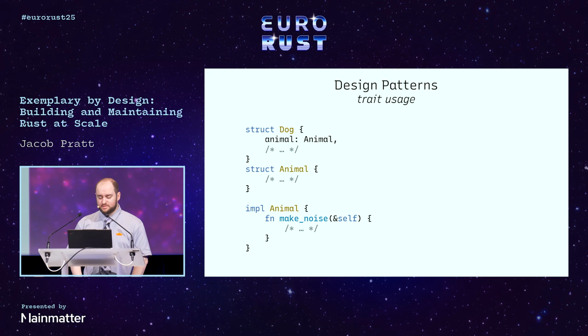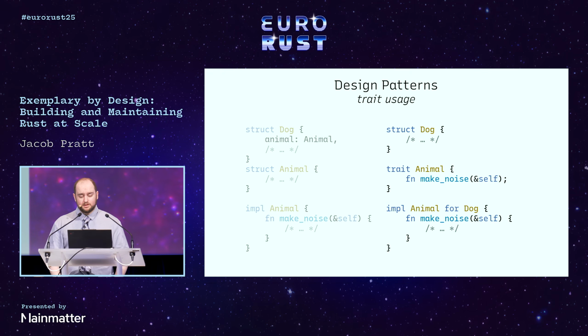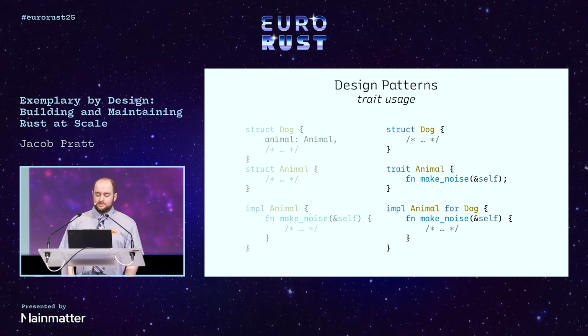Instead, we get rid of the Animal struct entirely. We keep Dog around, as that's something we do want to represent. Animal is now a trait that describes behavior rather than implementing it concretely. So long as the Animal trait is in scope, we can call make_noise on any type that implements it. And in this manner, traits serve similar purposes as interfaces in other languages, but with more flexibility and explicitness.